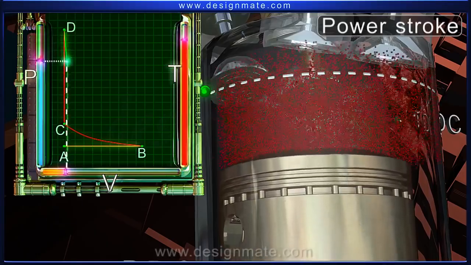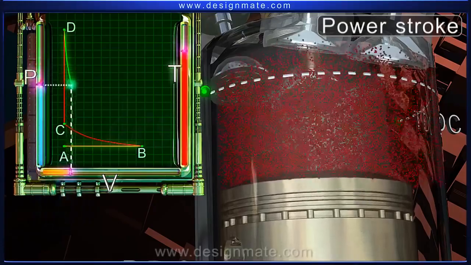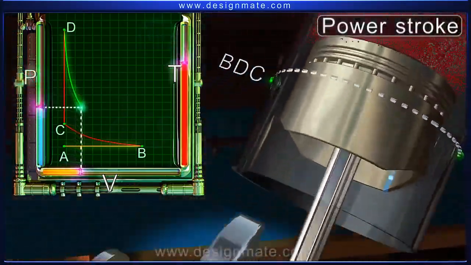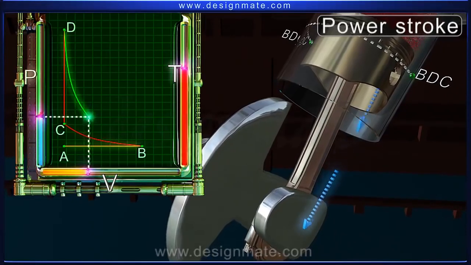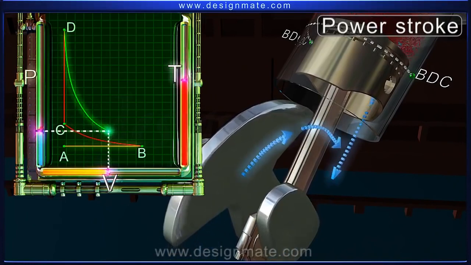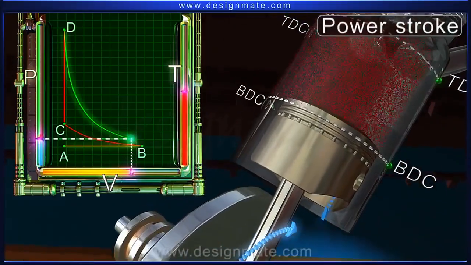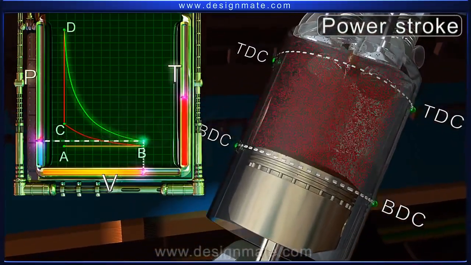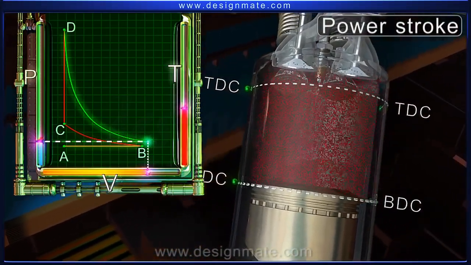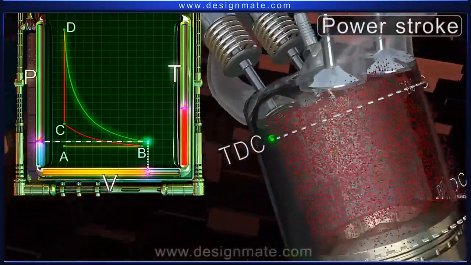As a result, volume occupied by the gases increases. As no heat is transferred to the cylinder, the pressure and temperature of the gases decrease. The work done on the piston is transmitted by the connecting rod to the crankshaft, where the linear motion of the piston is converted into rotational motion of the crankshaft. This is the only stroke during which power is produced from the fuel to obtain mechanical energy. Hence, it is called the power stroke. When the piston reaches the BDC, the power stroke ends.